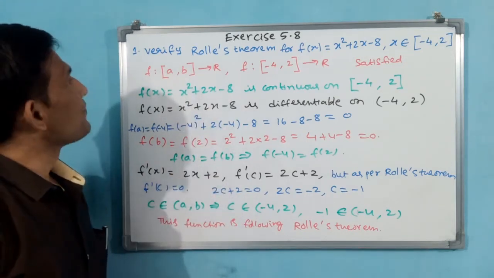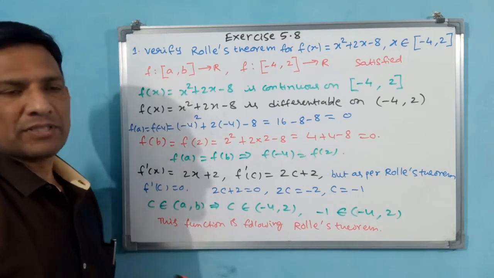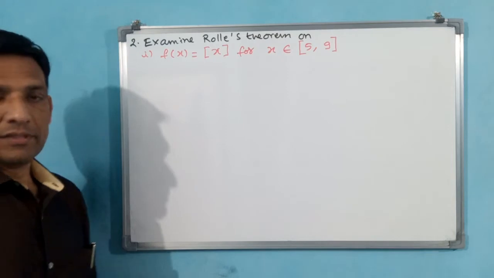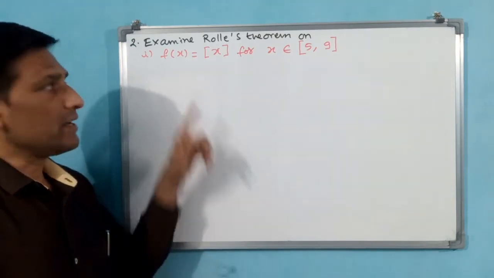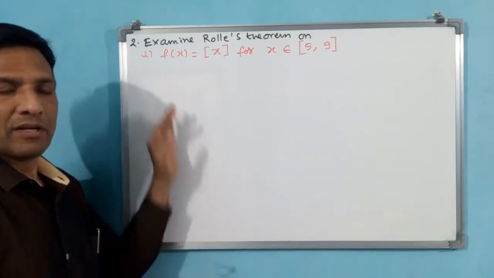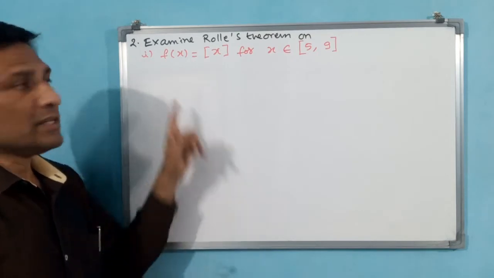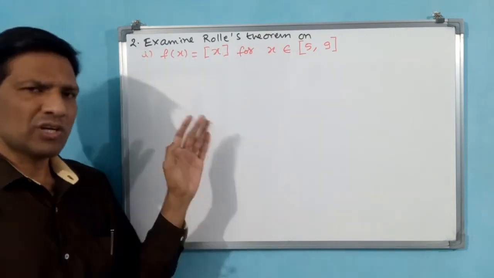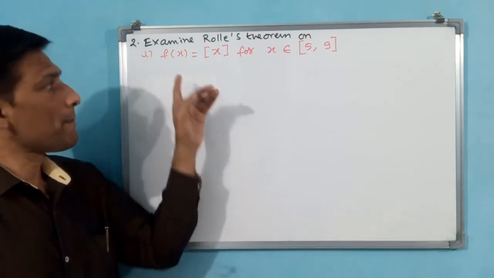Okay. Let us go for the second question. In the second question, three parts are there: first part, second part, third part. Each part we will do separately. First, I have written only the first part. Examine Rolle's theorem. This question is also on Rolle's theorem only.